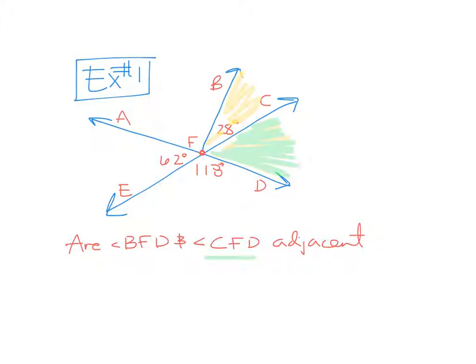So they have to share a vertex, share a side, and have no common interior points. So no points in common other than the side that they share. Okay, but look, because BFD included all this, right? So anywhere there's overlap inside the angles means they are not adjacent, right? So because all of this is overlapping, the green and the yellow, then we say no, these are not adjacent, okay? So this is no. Oops, back to my pen here. Because they have overlapping points.